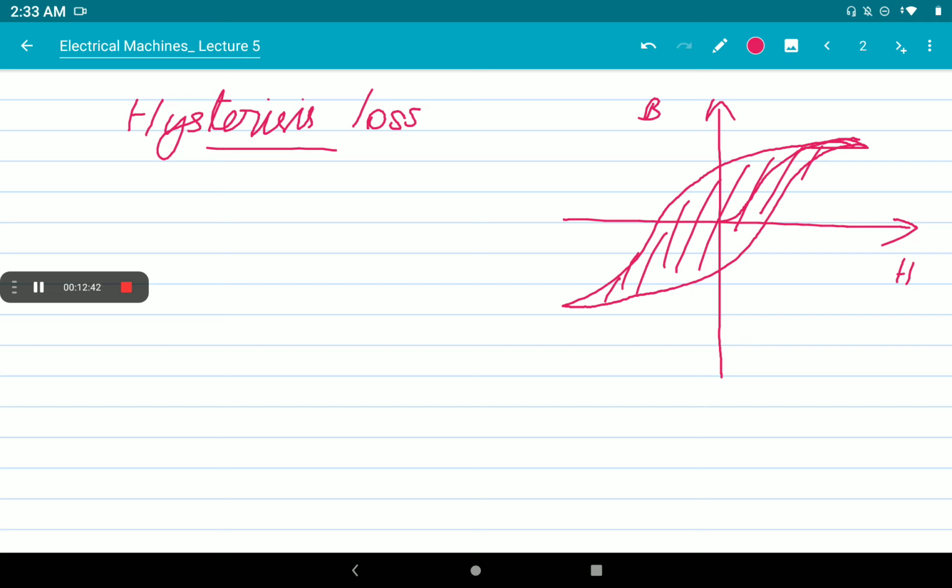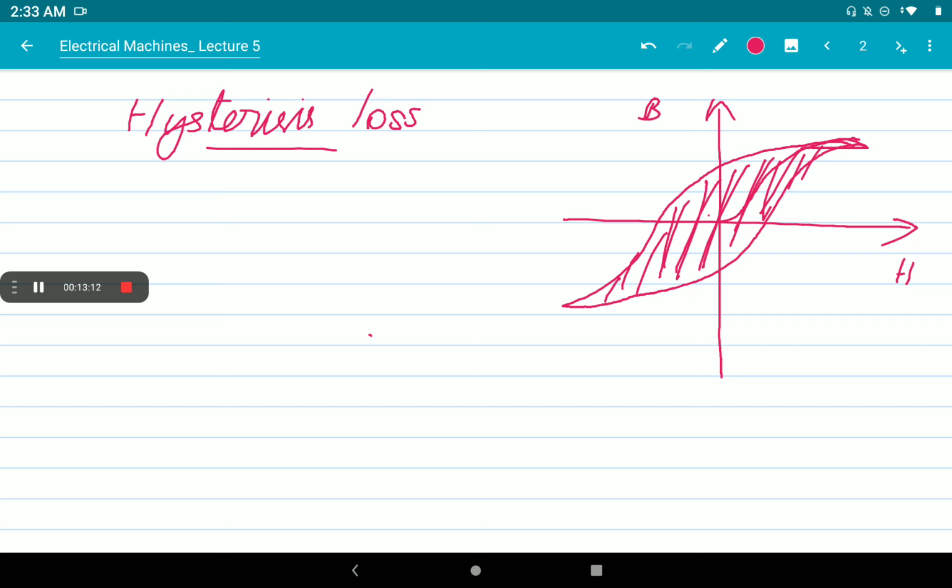That loss is known as hysteresis loss, and some calculations reveal that hysteresis loss is the area of this loop. For each material, this area will be different. For steel, the hysteresis loop area will be less. For another material, a conducting material, the area will be high, like that. So the area of that loop will give how much the hysteresis loss is.